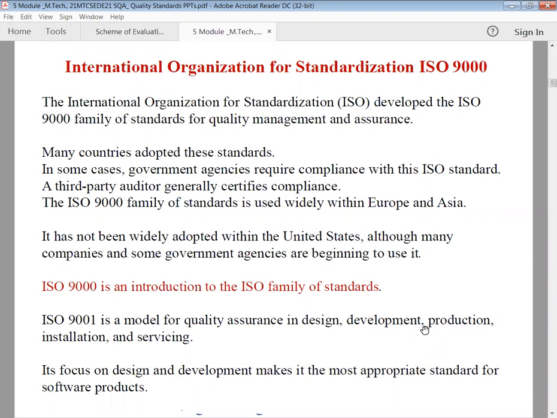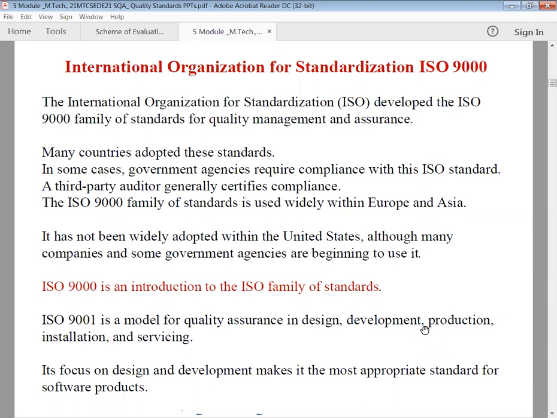Many countries adopted those standards. In some cases, government agencies require compliance with this ISO standard. A third party auditor generally certifies compliance. So yeah, the ISO third party will come and certify your product and process. The ISO 9000 family of standards is used widely within Europe and Asia. So most of the European-based automobile industry and Asian-based companies are following the ISO standard.